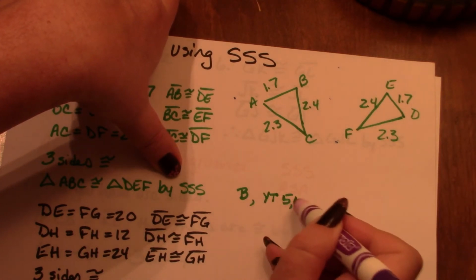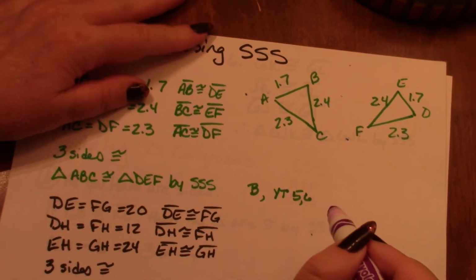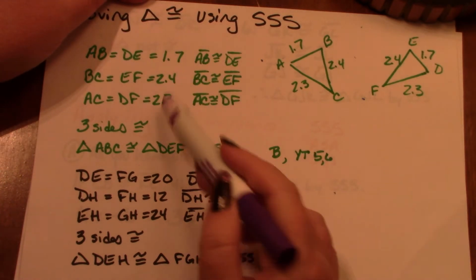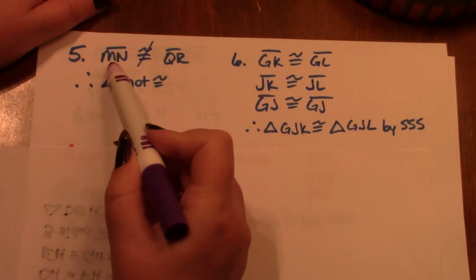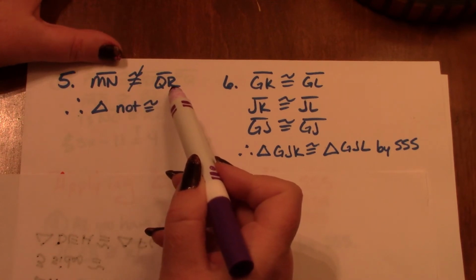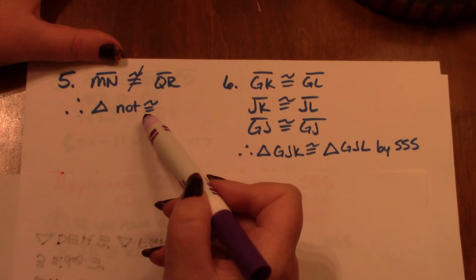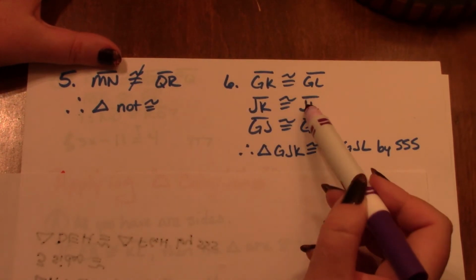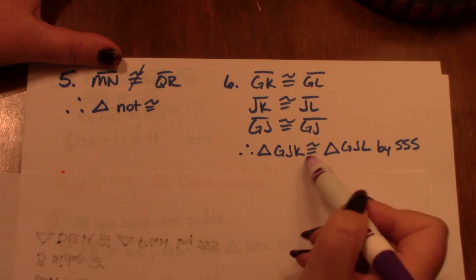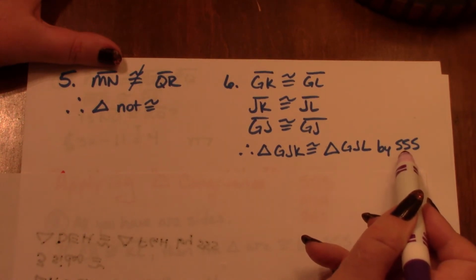So try B, your turn, 5 and 6. Come back when you're done. B is essentially a repeat of A. Number 5, because line MN is not congruent to line QR, the triangles are not congruent. Number 6, all of the sides are congruent. Therefore, the triangles are congruent by the side, side, side theorem.